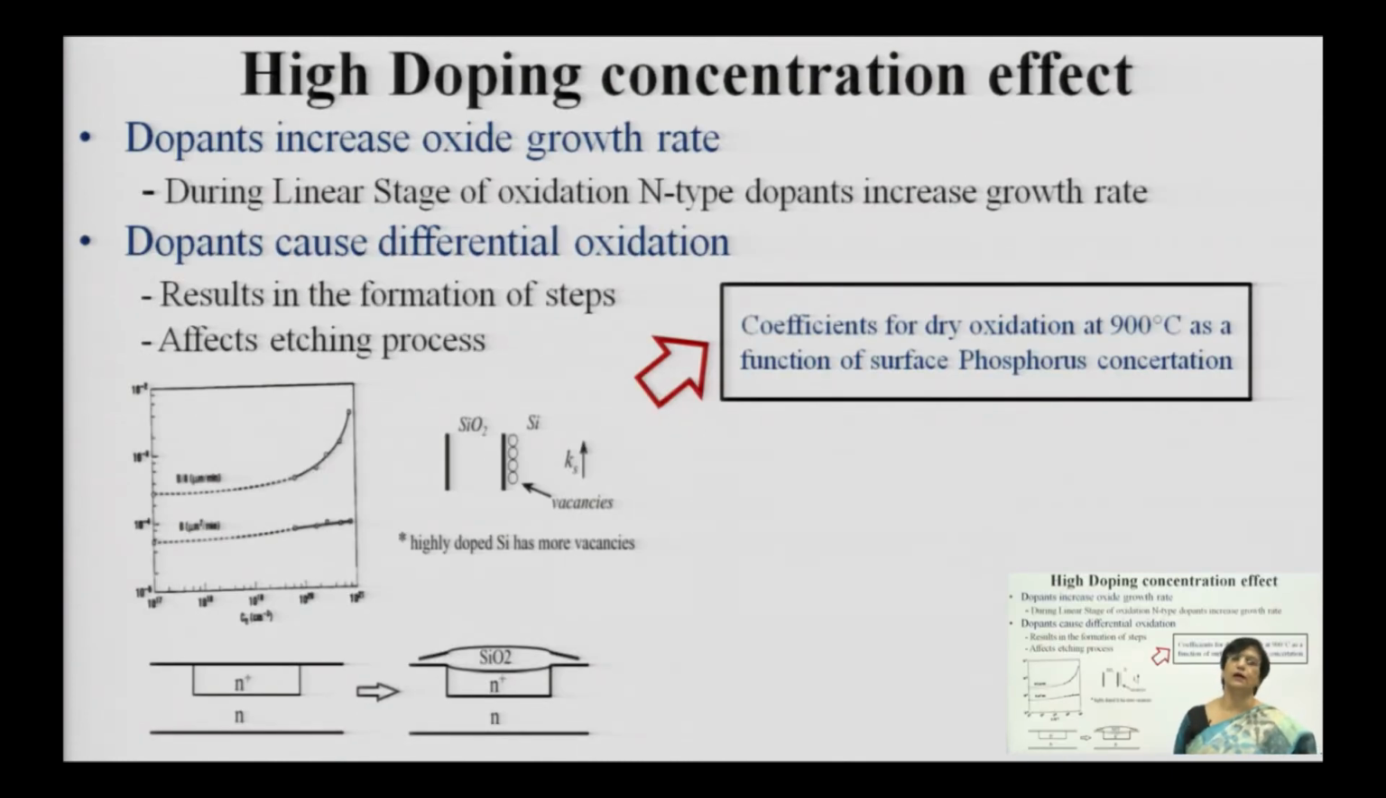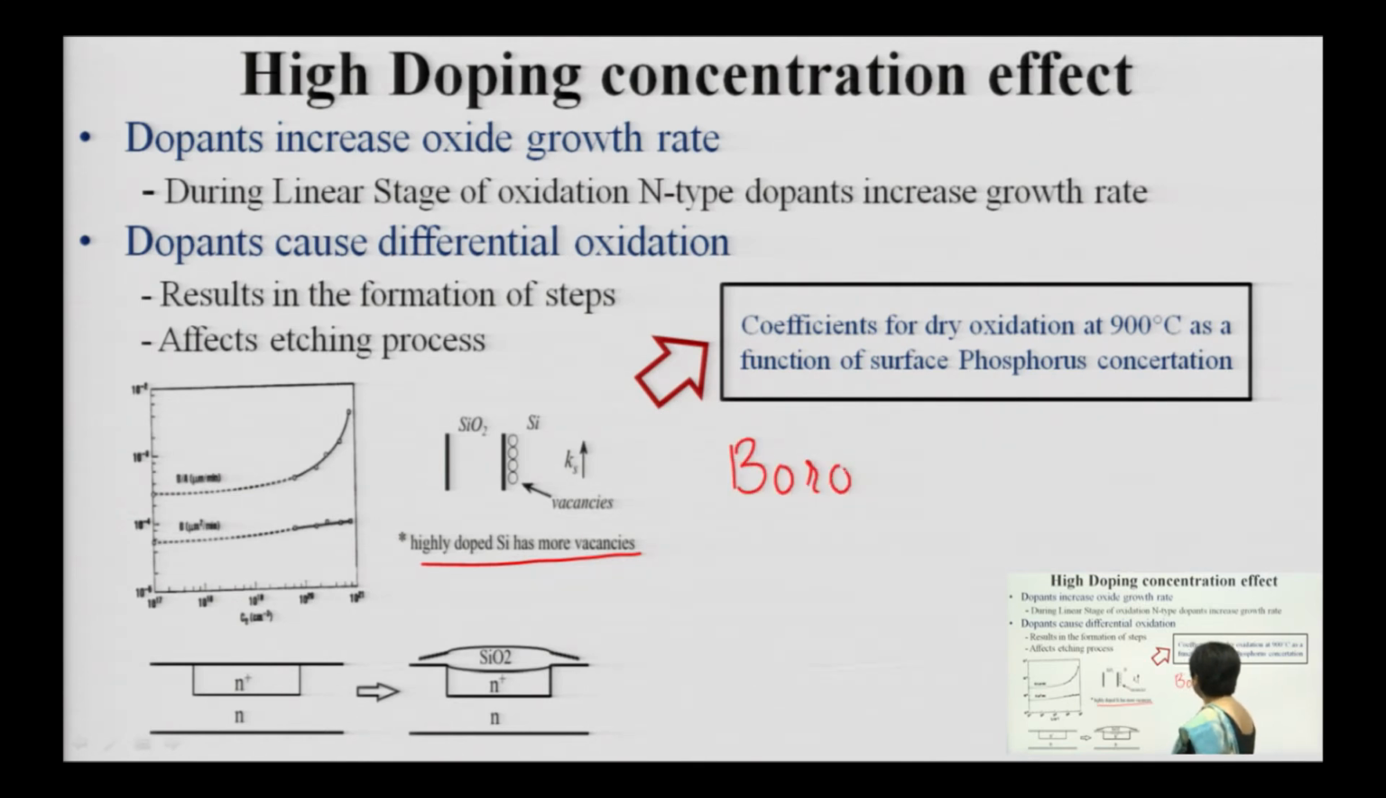Another thing: first we saw crystal orientation, then we saw cleaning, and the third one is the presence of doping. Here you have vacancies available, or you have highly doped silicon, which has more vacancies. Because of that, the dopants will impact the oxidation rate. And this is very significant in the case of boron.